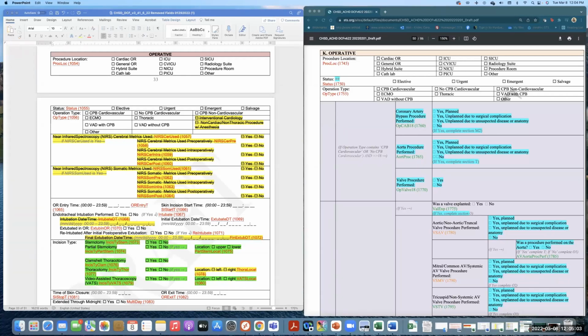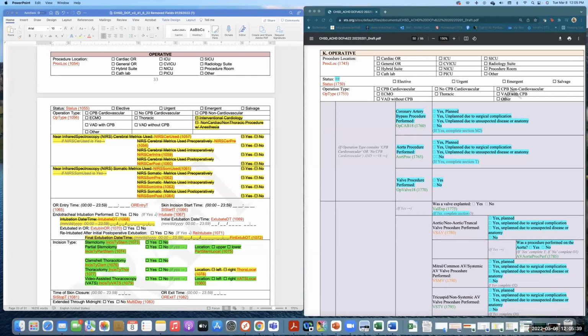Okay, Carol, thank you. Sounds great. So we're starting with the operative section. And if you look to the left, or the screen that Carol has open on the far left, you see that already there are some yellow strikeouts, which means there are some fields that we have removed. So procedure location remains largely unchanged, as well as status. But when we get to op type, you will see that there are two op types that were removed for version 6.22. And this is op type interventional cardiology, as well as op type non-cardiac, non-thoracic procedure with cardiac anesthesia.